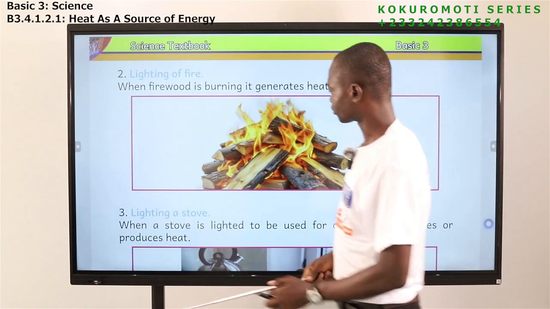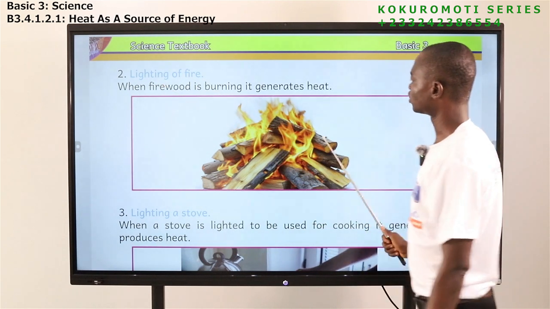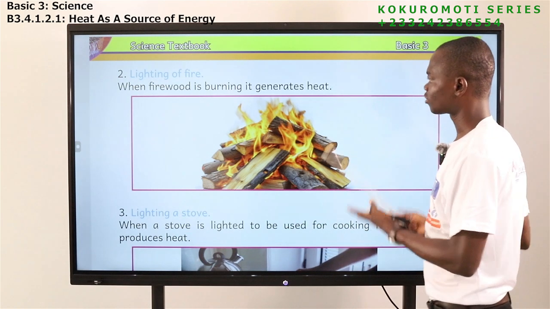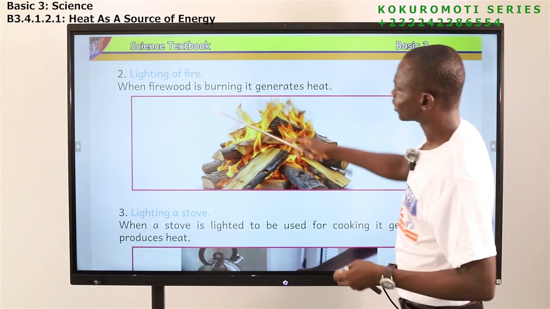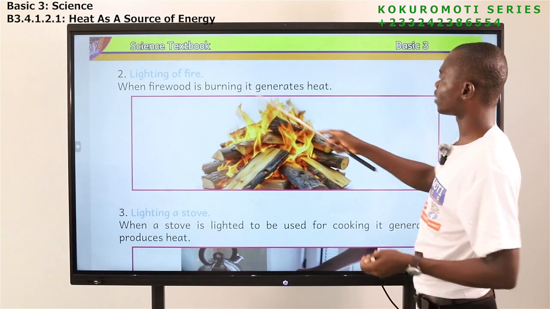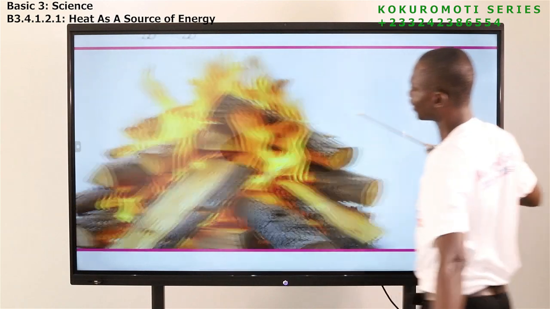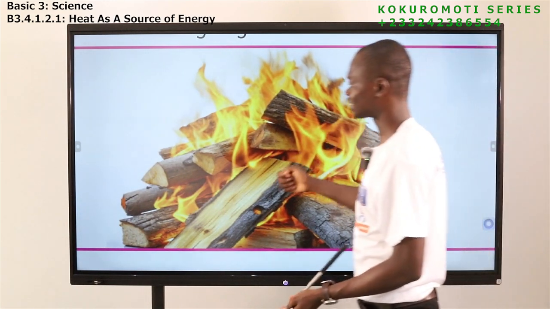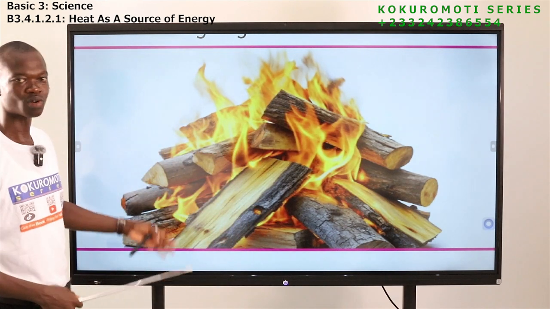So let's move on. Lighting of fire. These are firewood. If you want light from it, you just have to set fire, you have to light it. So when firewood is burning, it generates heat. Like this. This is firewood, and it is burning. If you go closer, you feel the heat. So this is another way of producing or generating heat.